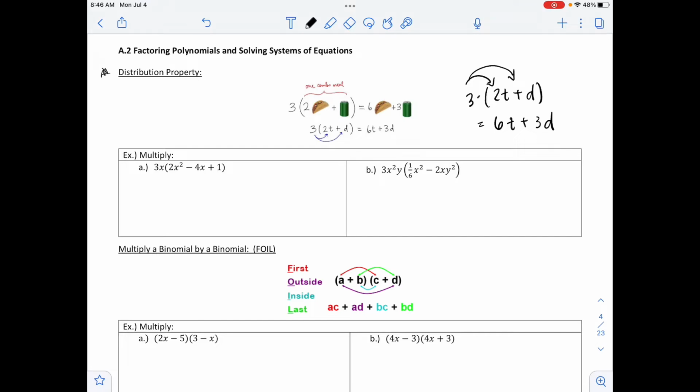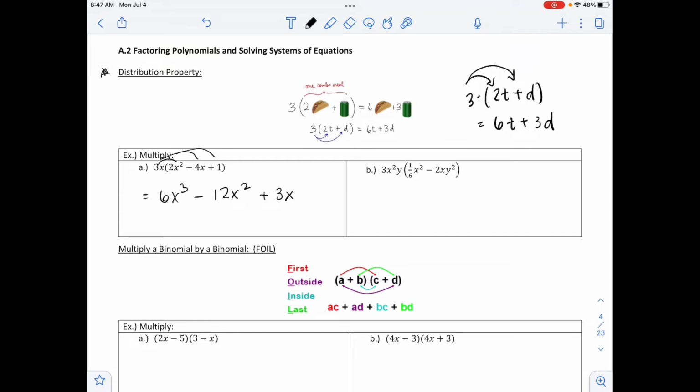The example right below says 3x times (2x squared minus 4x plus 1), and it says to multiply these. We need to distribute our 3x to all 3 of those terms in the parentheses. From here, we get 3x times 2x squared, which is 6x to the third, minus 3x times 4x, which is 12x squared, and then 3x times 1, which is just plus 3x.